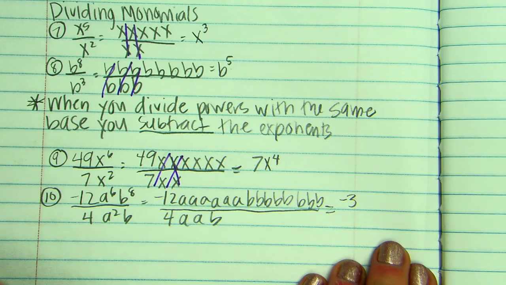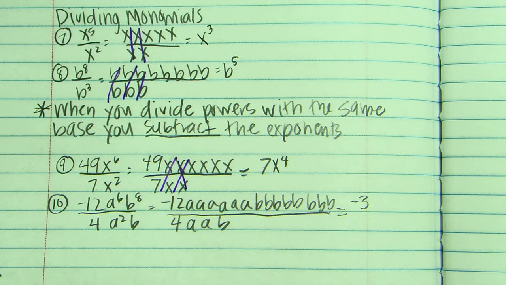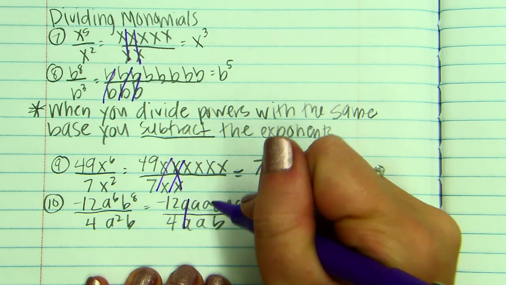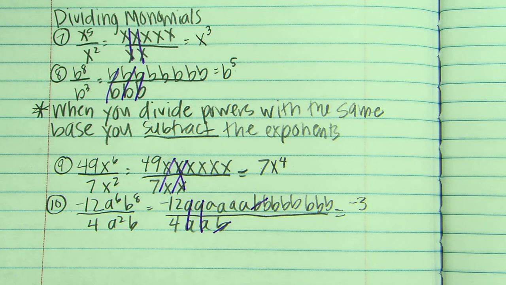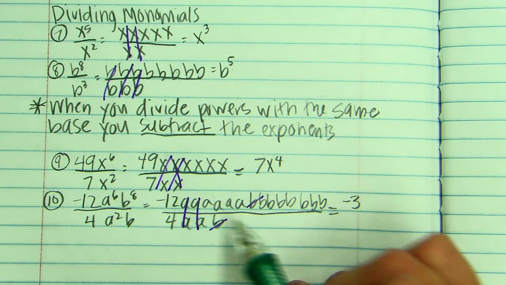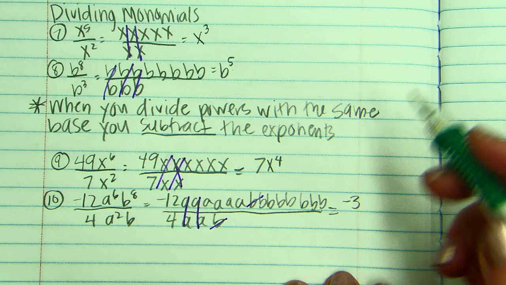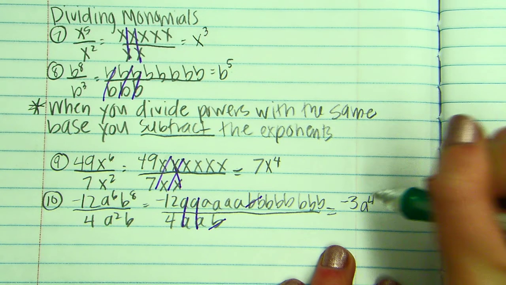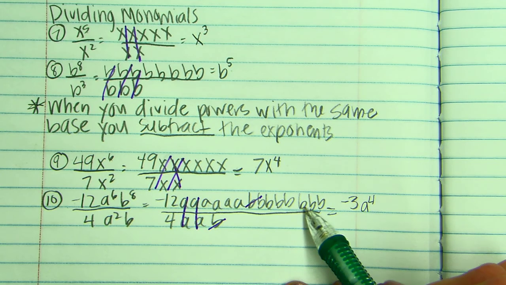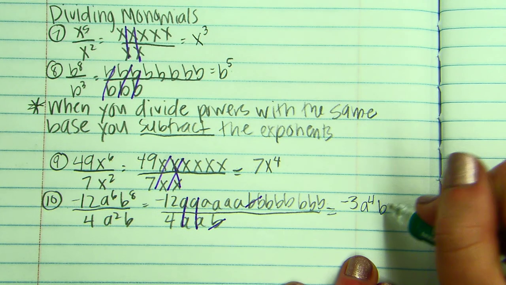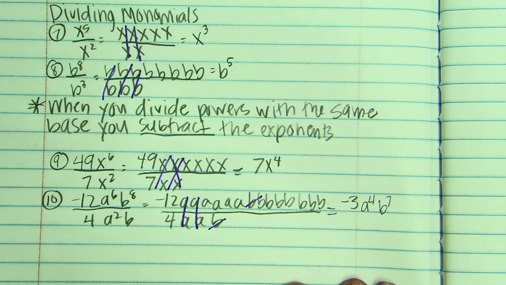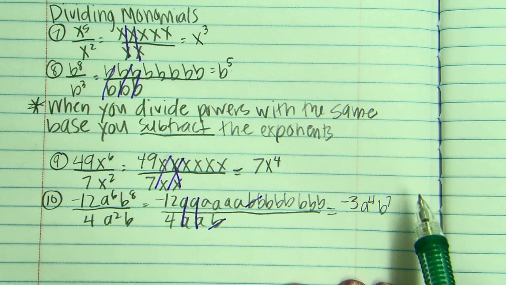And then I'll look for things that can become 1. A divided by a is 1, a divided by a is 1, and this b divided by b is 1. So I'm left over with 1, 2, 3, 4 factors of a, so a to the 4th, and 1, 2, 3, 4, 5, 6, 7 factors of b. And if we check our work, negative 12 divided by 4 is negative 3, 6 minus 2 is 4, 8 minus 1 is 7.